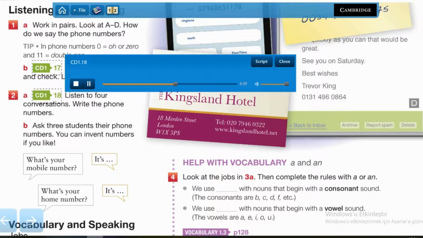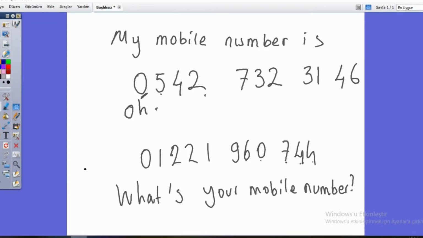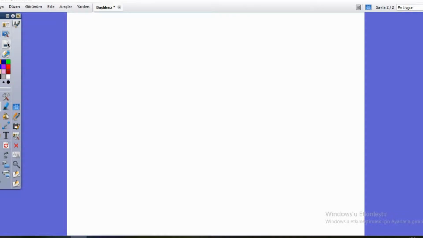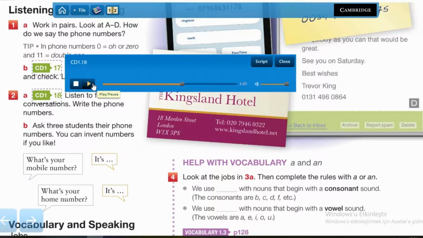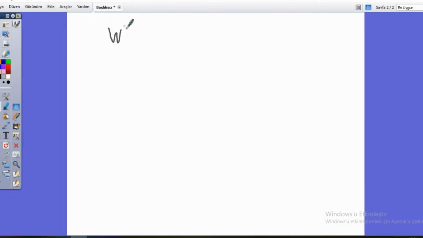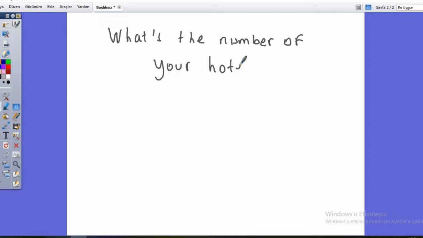C. What's the phone number of your hotel? The question is, what's the number of your hotel? Now we'll listen to it and write the number. Let's start.